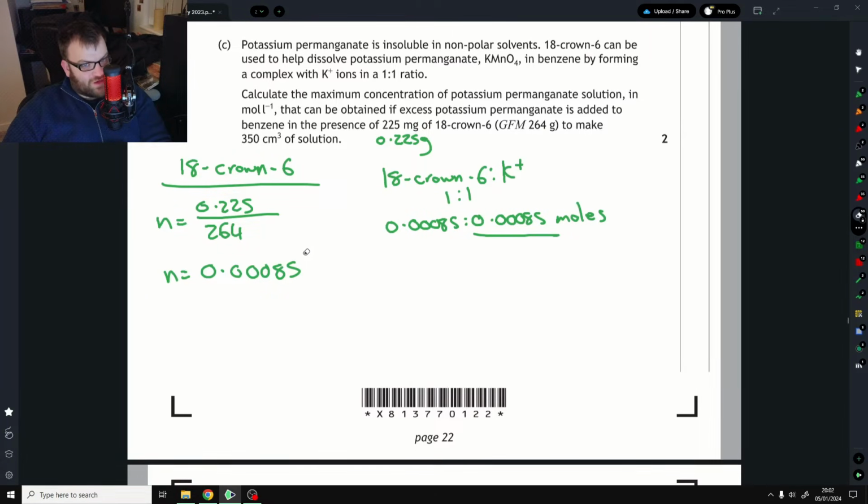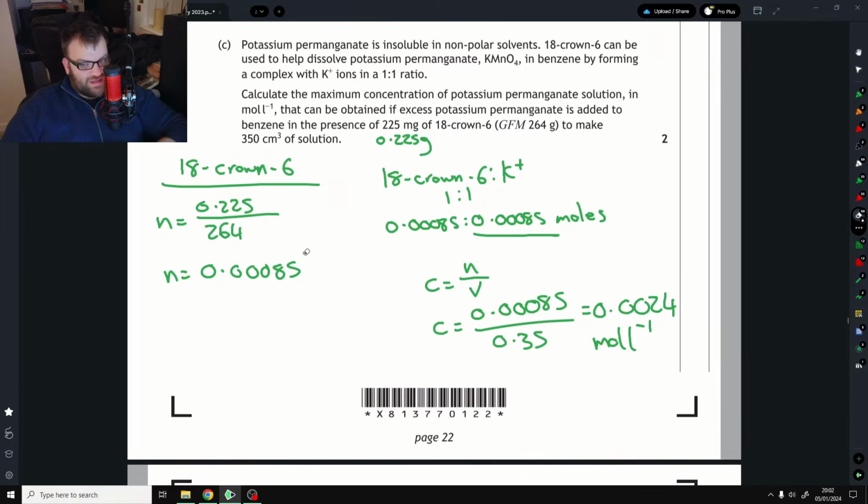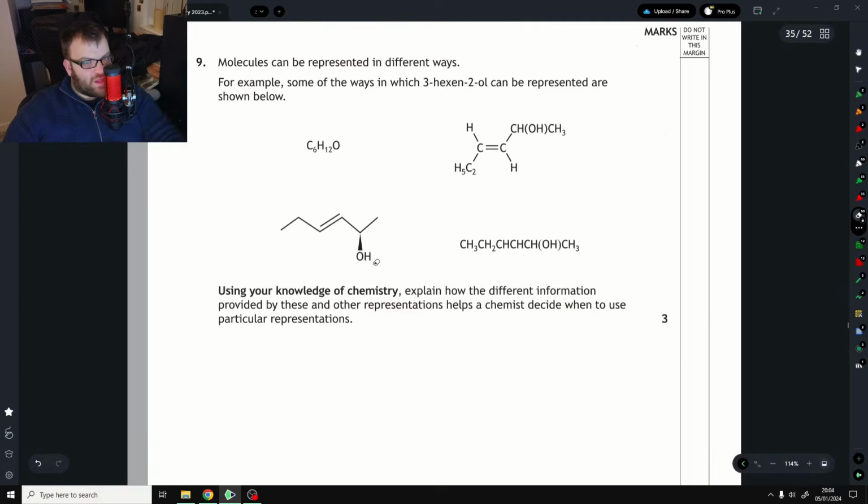We are asked to work out moles per litre, so we can use C equals n over V. That number of moles, the volume was 350 centimetres cubed, or 0.35 litres. And that gives you a concentration of 0.0024 moles per litre.